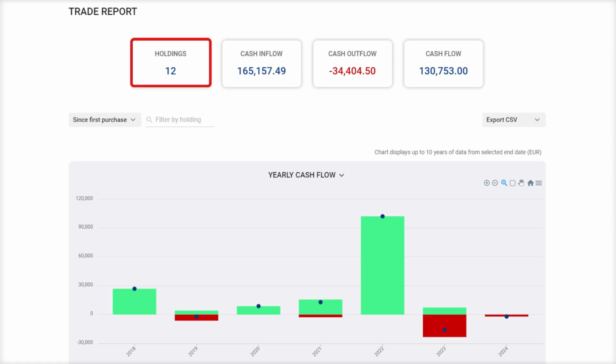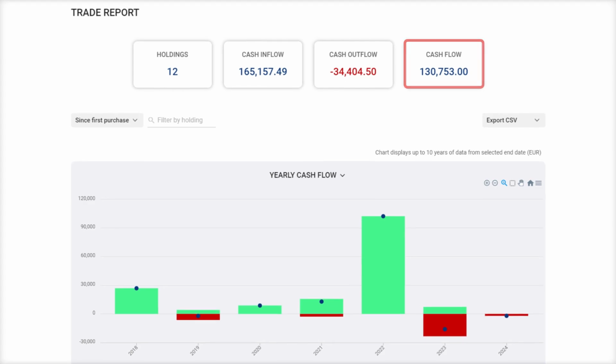Holdings, the total number of unique holdings involved in the displayed transactions. Cash inflow, the total amount of money invested into the portfolio or selected holding during the specified period. Cash outflow, the total amount of money withdrawn from the portfolio or selected holding during the specified period. Cash flow, the net difference between cash inflow and cash outflow, representing the overall change in cash position due to trading activities.